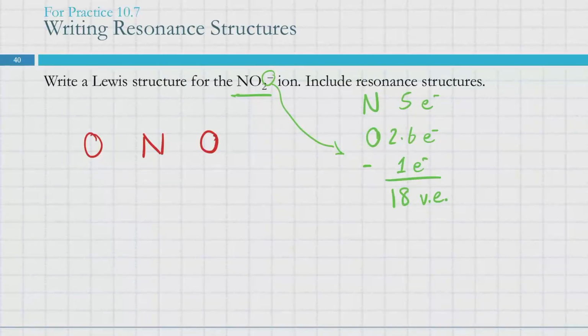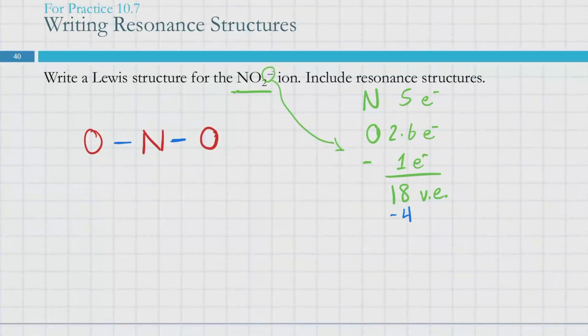To get everything connected, we'll put in some bonds. 1 bond between each oxygen and the nitrogen. 2 bonds, 2 electrons each. 2 times 2 is 4. So that's 4 bonding electrons. We've got 14 remaining electrons.